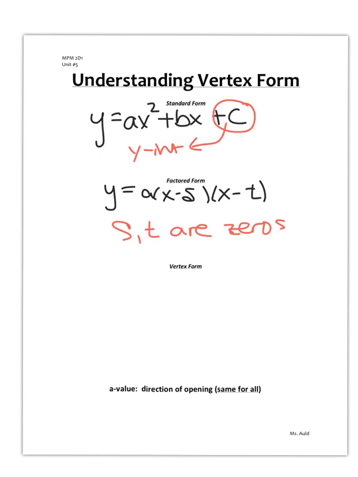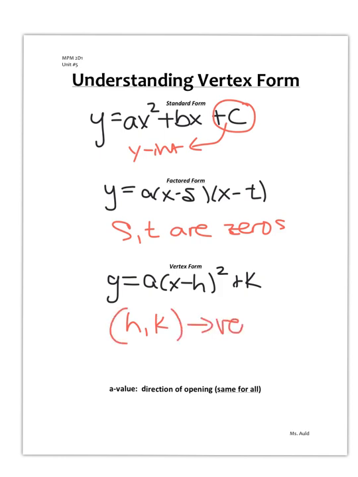So here's our next form, our last form, and it looks like this: a times x minus h squared plus k. These are just letters. You don't need to worry about why is it h, why is it k. They're just letters. They're placeholders for some stuff. So in this one, the h and the k are going to give us together our vertex.